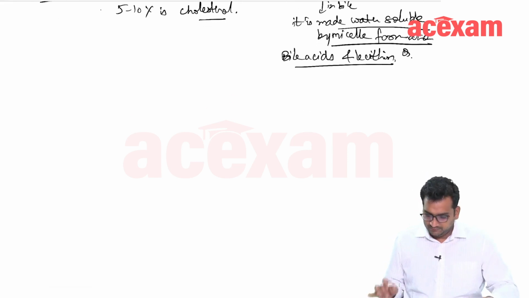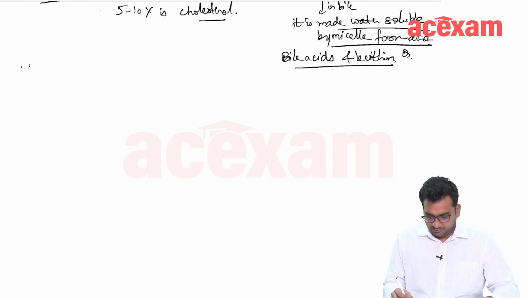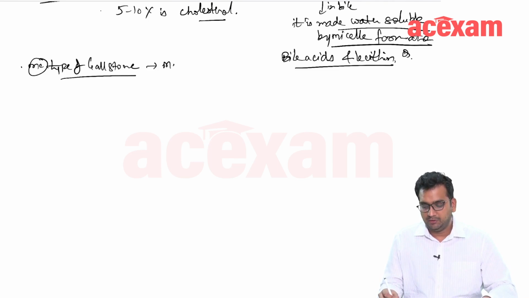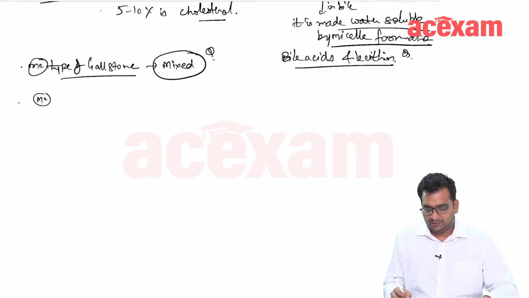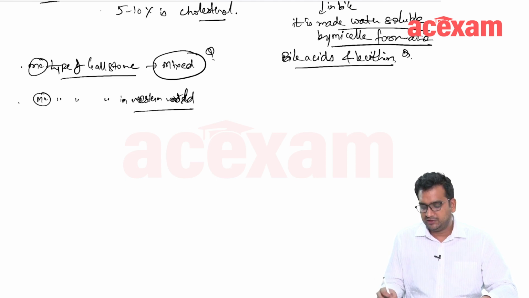Now we'll first discuss what is the most common type of gallstone. The most common type of gallstone worldwide is mixed gallstone. If mixed gallstone is given in the option, then this is the best option. Then the most common type of gallstones in the Western world, if mixed is not there in the option, then we'll go for cholesterol gallstones. If mixed is given in the option, then we'll go for mixed gallstones.